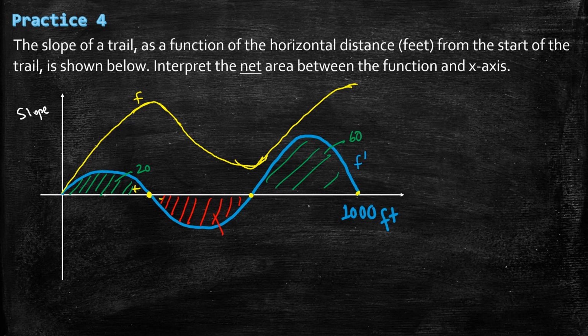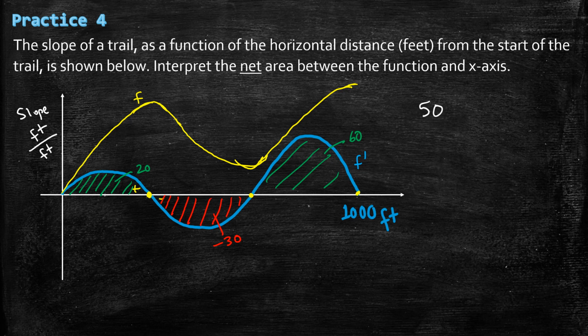And let's assign this region, because we are going downhill here, to be negative 30. If we added those all together, 20 minus 30 plus 60, we would get 50. But 50 what? What are the units in this problem? Well, we know that slope could be inches over inches or miles over miles, or in this case, since the x-axis is in feet, why don't we make it feet over feet?